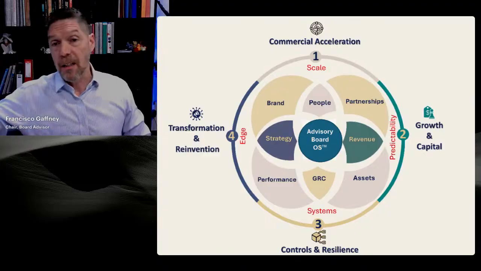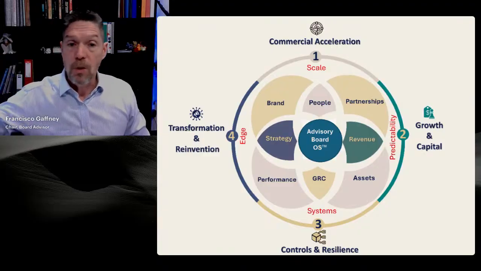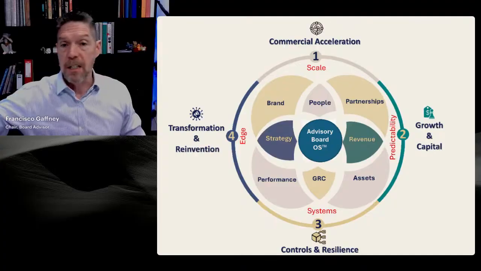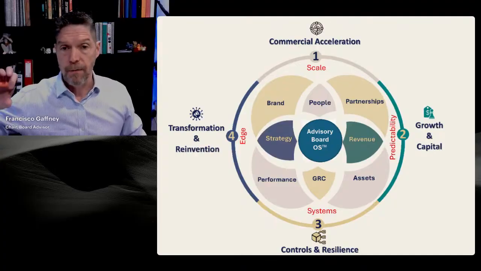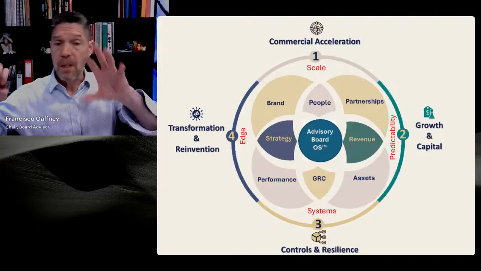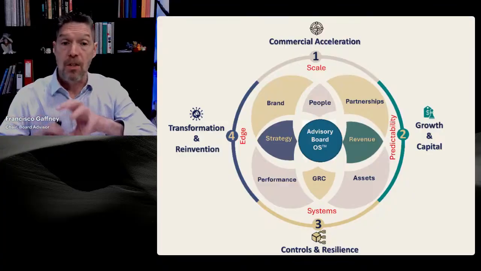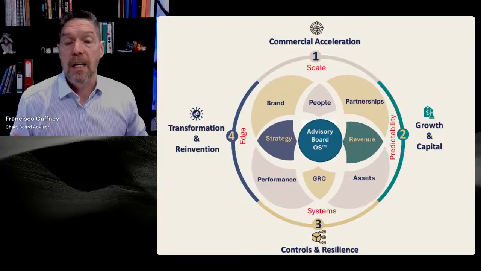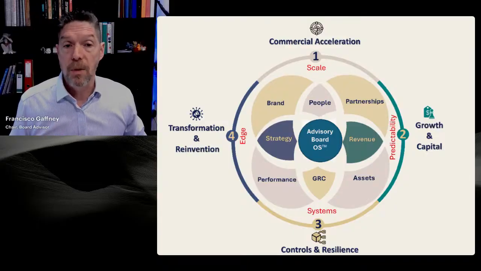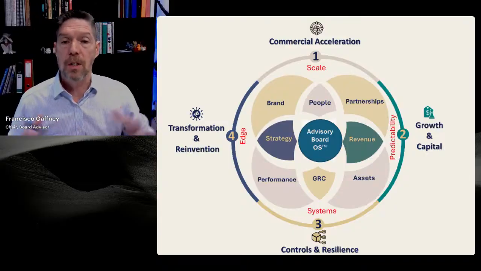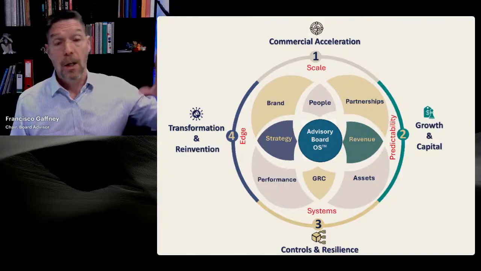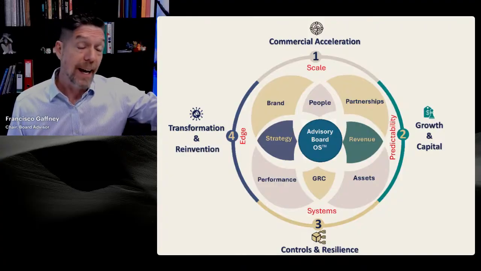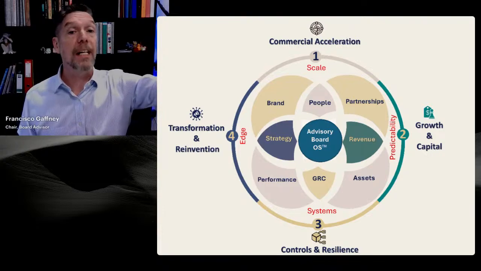So for scale, it might be a role change, a partner strategy, a sales model, or a brand issue. For predictability, it might be pricing or cash and margin or capital allocation. For the systems, it could be anything like approval rights, risk ownership, cybersecurity, audits, or performance reporting. And the last one, for your edge, your transformation, your next stage.